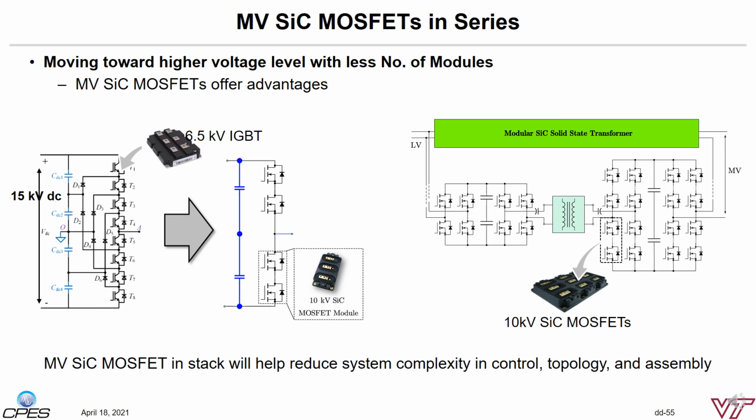The second example on the right-hand side is the modular solid-state transformer unit. With the same idea, we can create a 1 kV to 10 kV SST block by using the 10 kV silicon carbide MOSFETs in series. Then we just need two of such SST modules per phase to reach the 13.8 kV medium voltage grade. Therefore, medium voltage silicon carbide MOSFETs in stack can help reduce system complexities in terms of control, topology, and assembly.